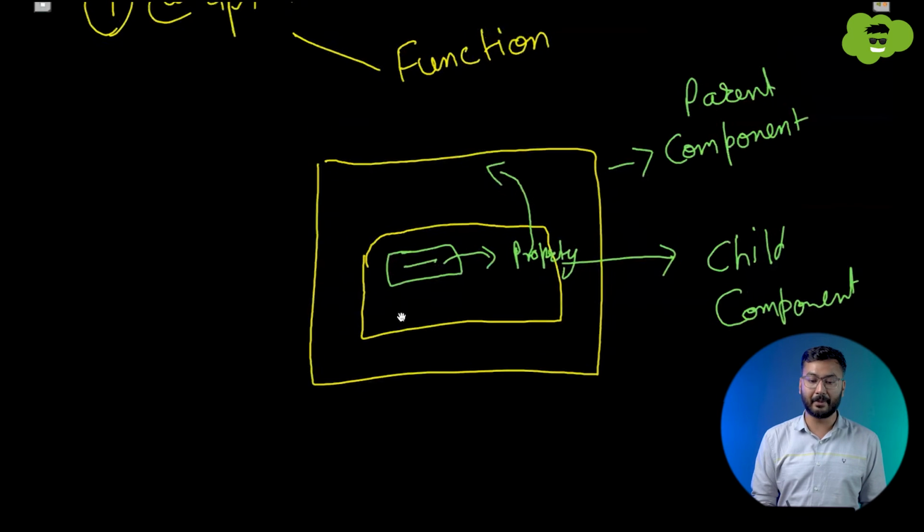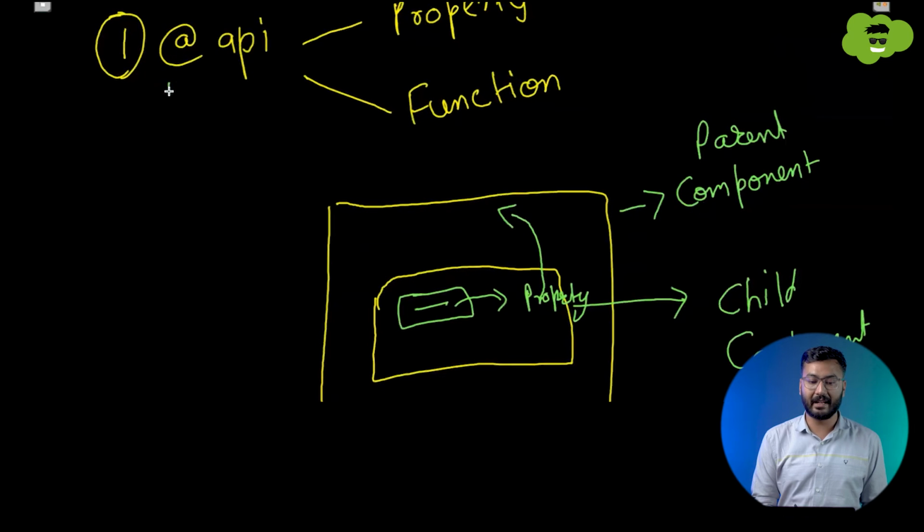And how to make that property publicly available? By defining that property with @API.